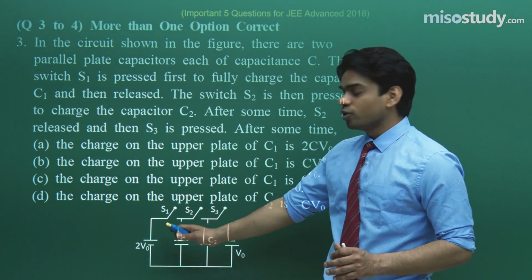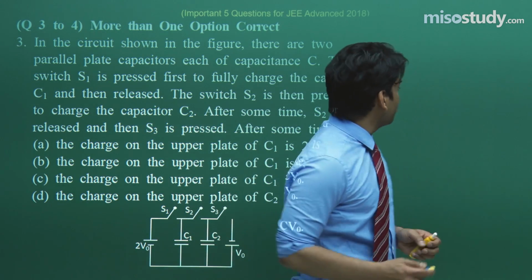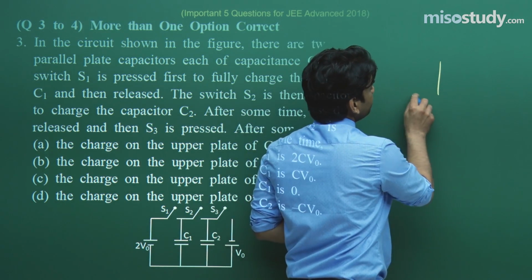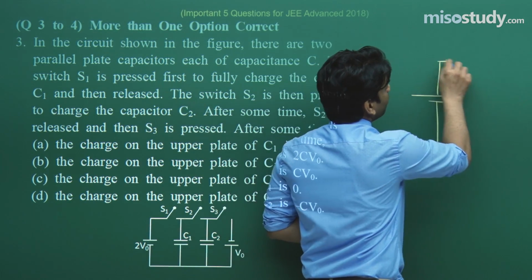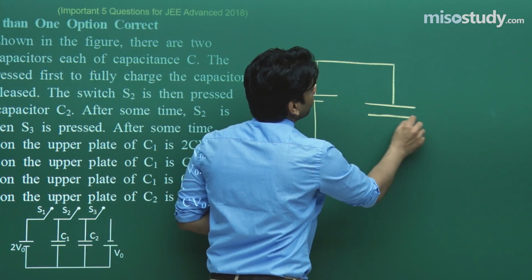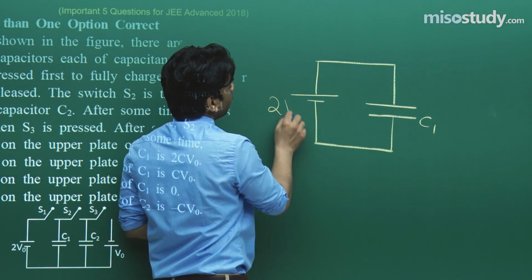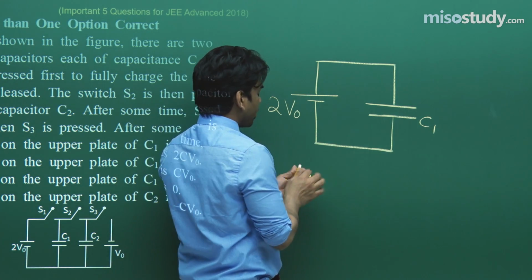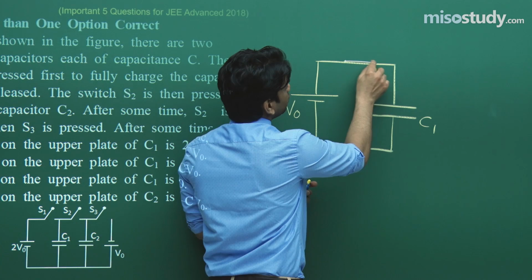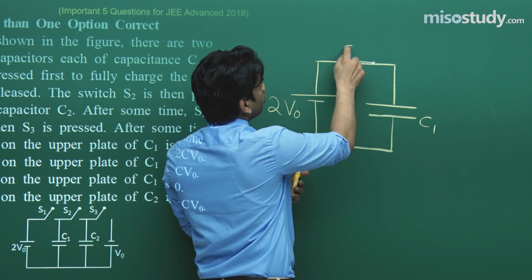That is, C1 will be isolated from the rest of the system. Let me show you the diagram, how it will look. This is the diagram of the connection of the capacitor C1. So this is capacitor C1, this is a cell of EMF 2V0. Switch S1 is closed. So let me mark here switch S1, which is closed.